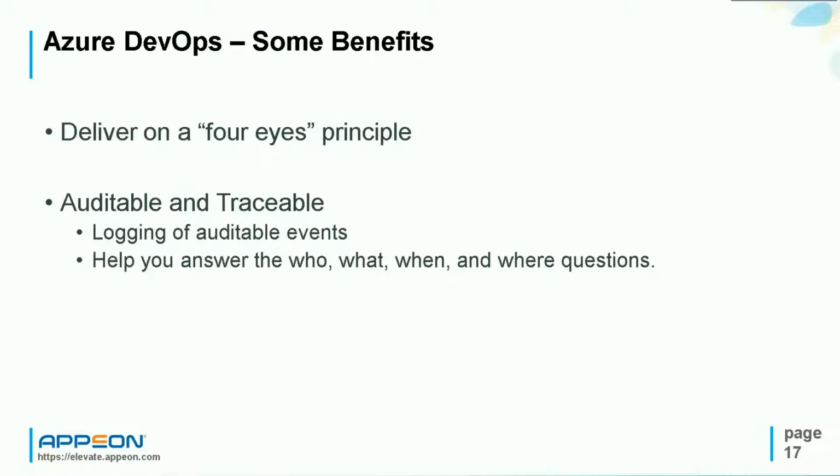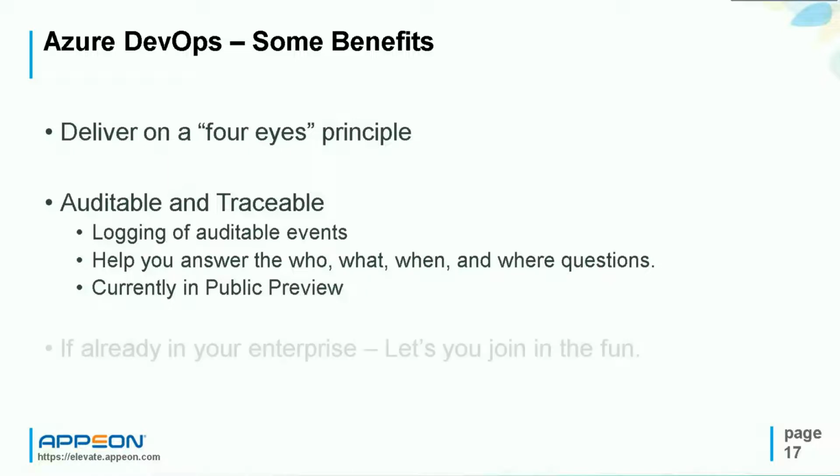This helps you answer questions of who, what, when, and where. So if something nefarious happens, you'll know who did it, what they did, when they did it, and what machine they were using to make those changes. Like I said, this is currently in public preview, so it should be available as standard functionality soon.